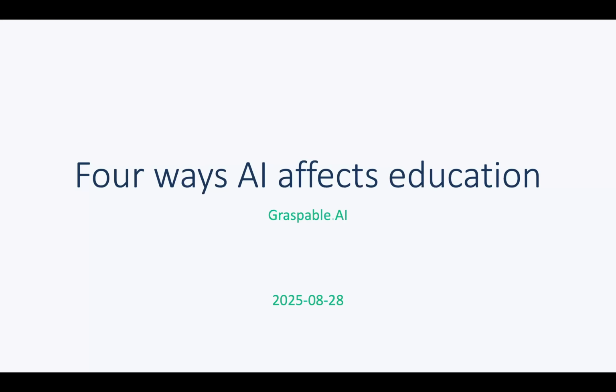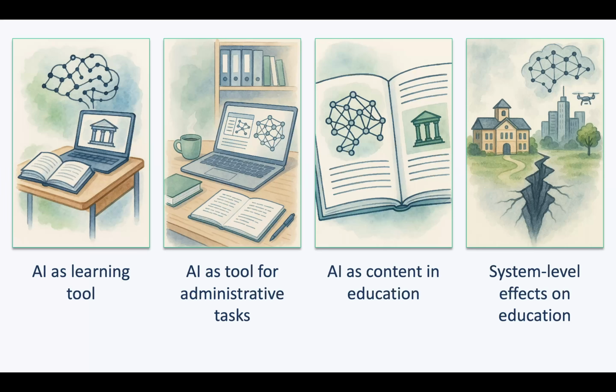And after spending a lot of time with this, I've found 4 ways that AI affects education. And I want to present them in this video. So we have first AI as a learning tool, something that you use with students or students use themselves to learn better, complementing textbooks and stuff.